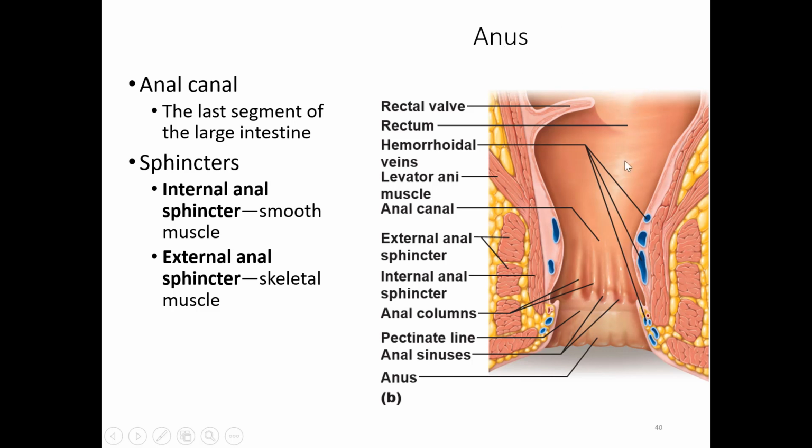Anus. The anal canal ends with the anus. It's the last segment of the large intestine, and right here there are 2 types of sphincters. The internal anal sphincter is made of smooth muscle, which is not under our voluntary control. The external anal sphincter right here is made of skeletal muscle, which is under voluntary control. When human babies are born, they do not have control over their external anal sphincter. They usually learn it between the ages of 2 and 2.5.